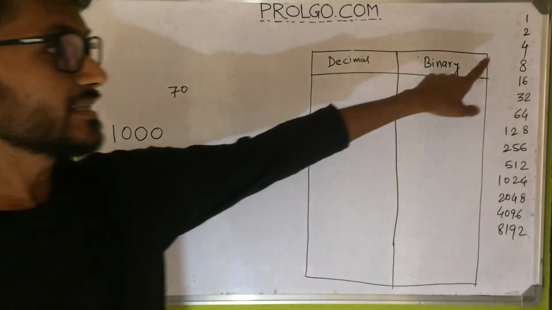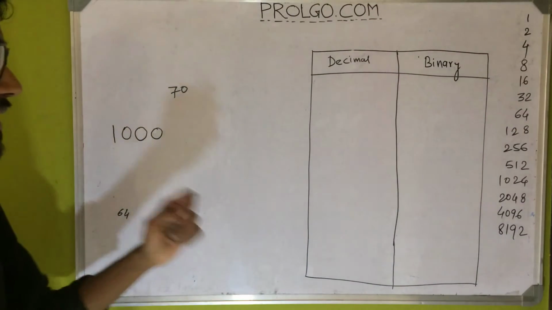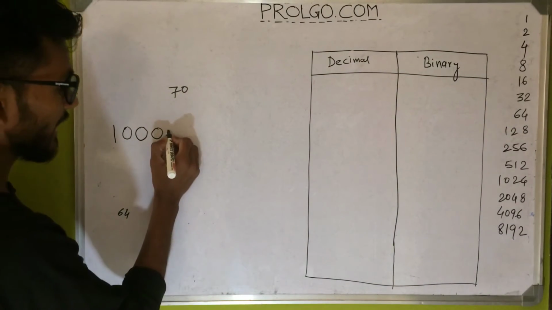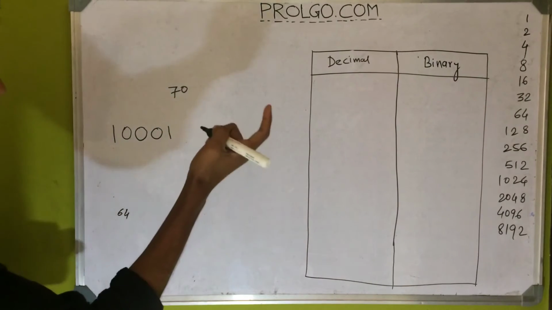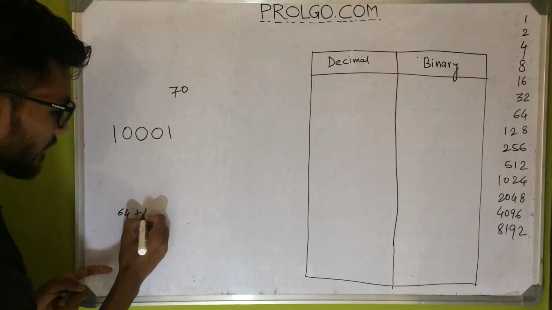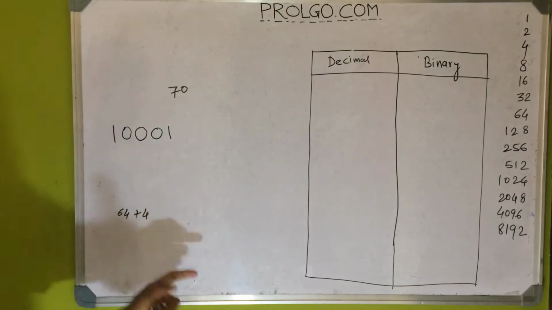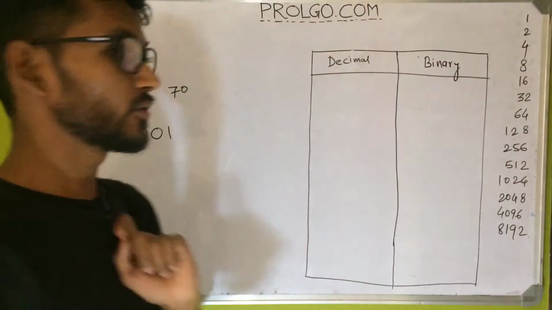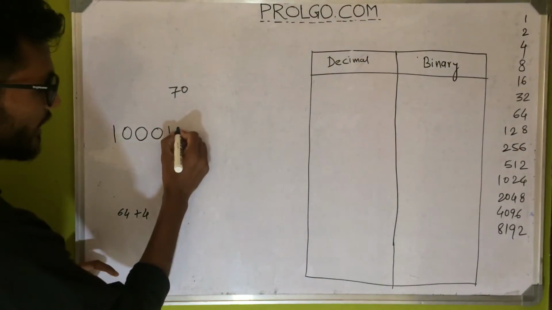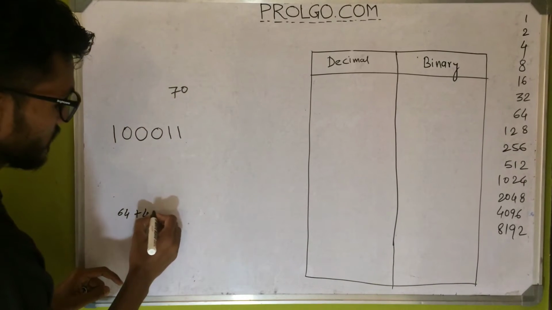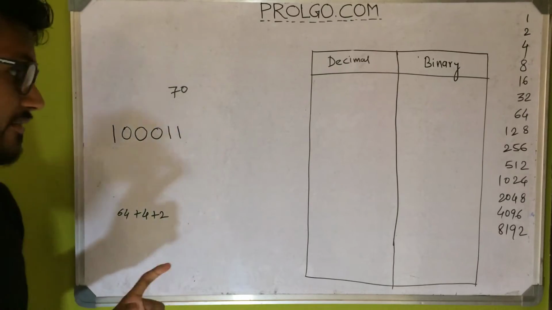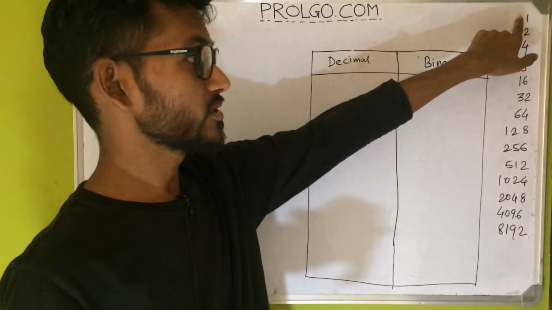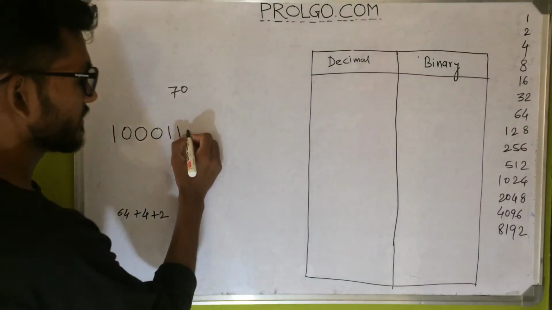Okay, next is 4. So do we have to add that? Yes. So we will add, and to add that number we will put 1. So 64 plus 4, it would be 68. Now next bit is 2. Do you want to add? Yes. So again I have put 1. So it would be 64 plus 4 plus 2. We got the required result, but the next bit is also 1. So we have to put 0.